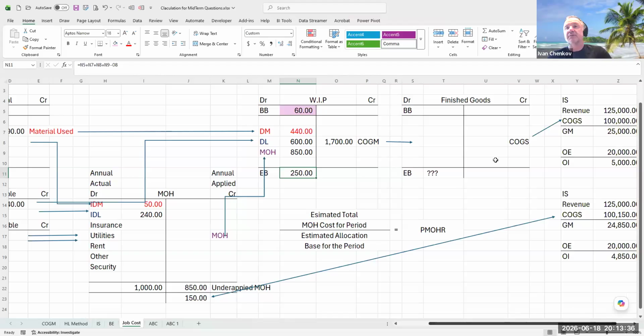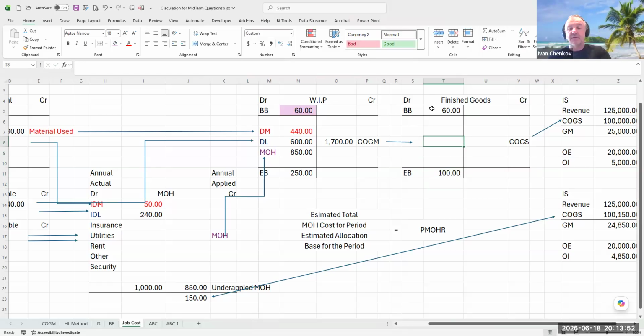Now I'm going to move to the next one, where they may ask how much the cost of goods sold is. The beginning balance is going to be given. Let's say beginning balance 60, ending balance 100. Now I know the cost of goods manufactured is 1,750. How much is my cost of goods sold? That will be this one plus 1,000, minus that one, which gives me 1,660.